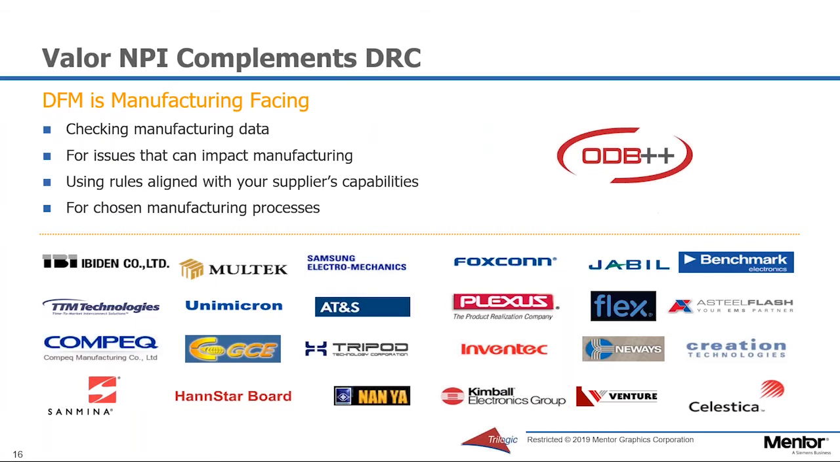Valor NPI complements the design rule checking you are already doing during the design cycle, adding checks that can impact the manufacturability of the PCB. Many of your suppliers are already using Valor to check your design when they receive it. You can check the designs earlier using rules aligned with your supplier's capabilities and aligned with their manufacturing processes.